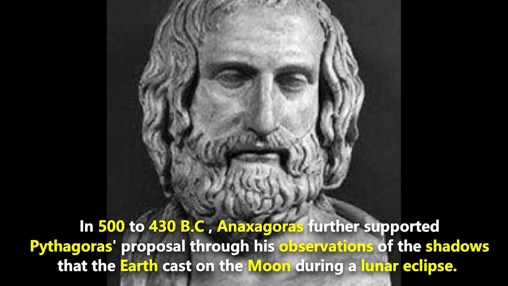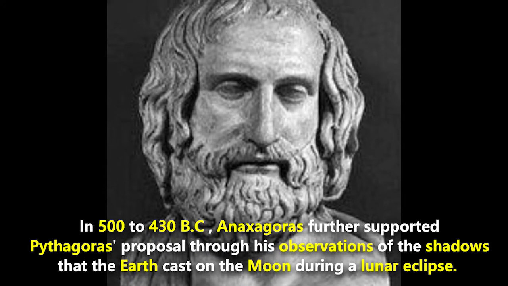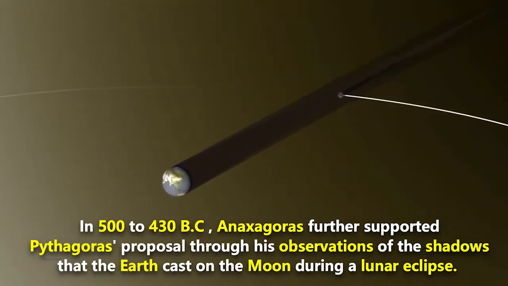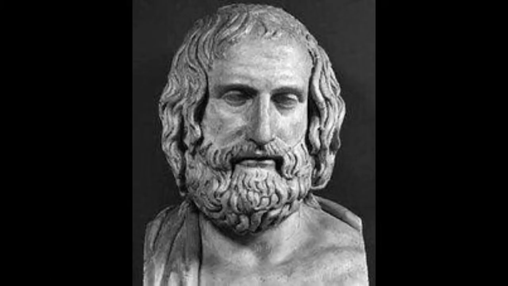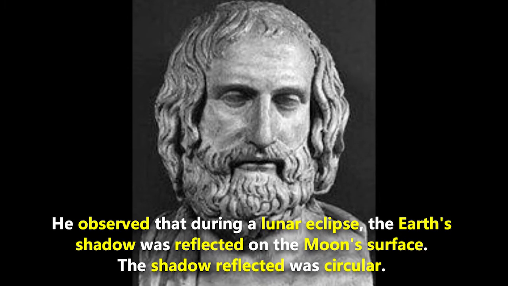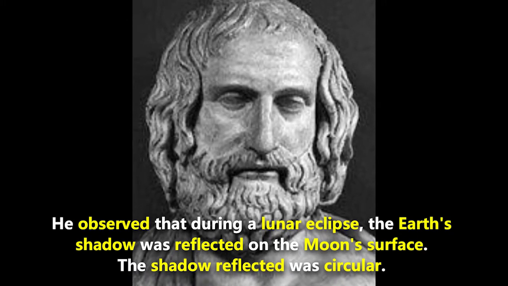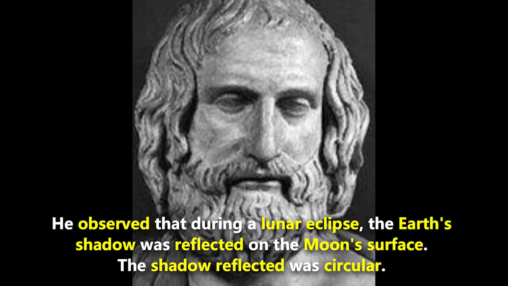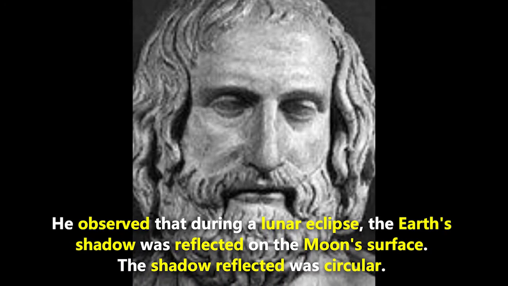Anaxagoras further supported Pythagoras' proposal through his observations of the shadows that the earth cast on the moon during a lunar eclipse. He observed that during a lunar eclipse, the earth's shadow was reflected on the moon's surface. The shadow reflected was circular.